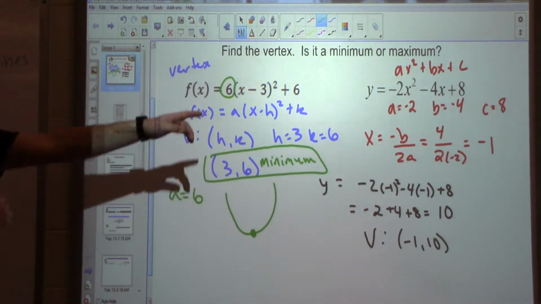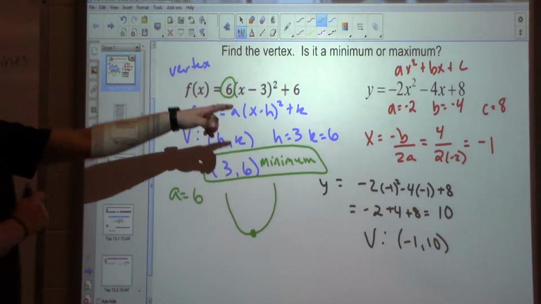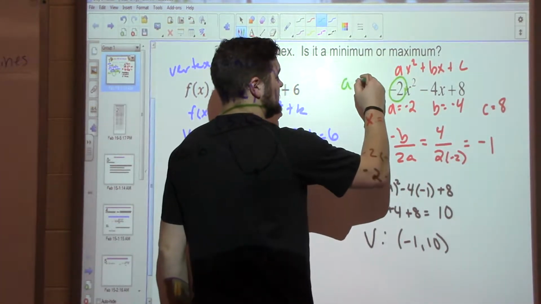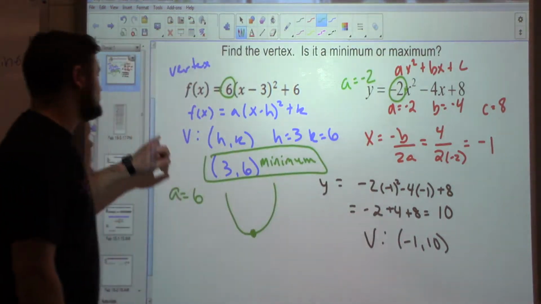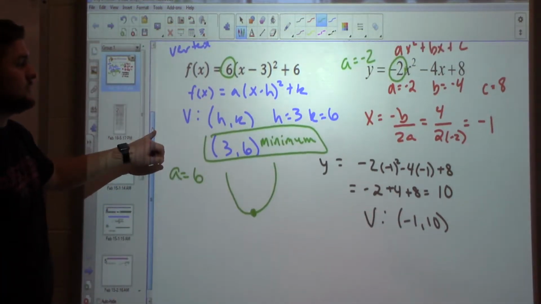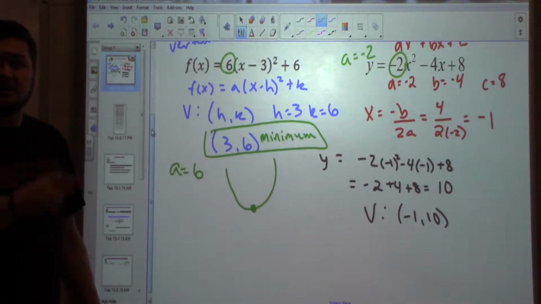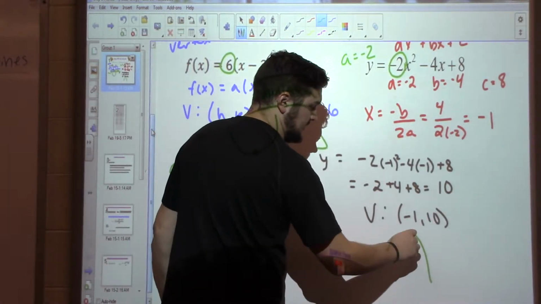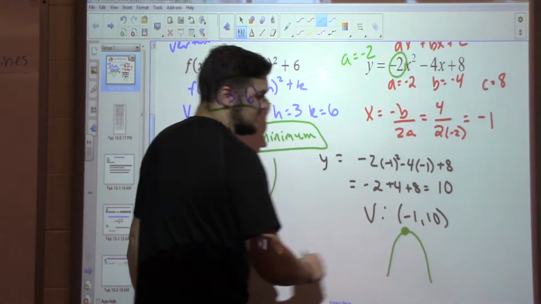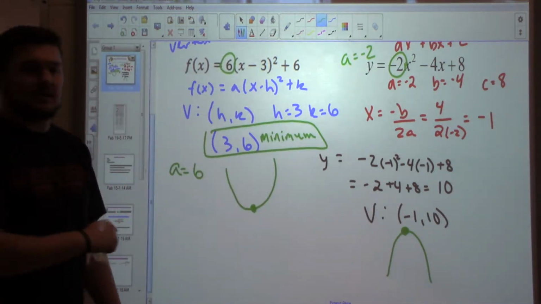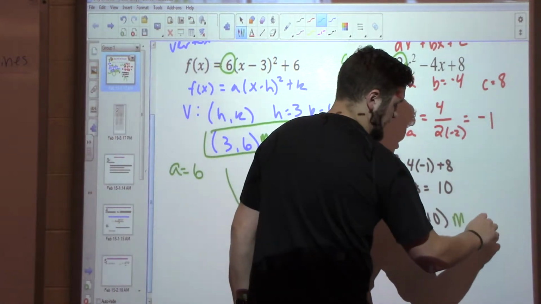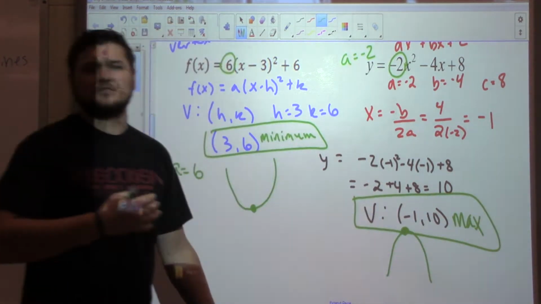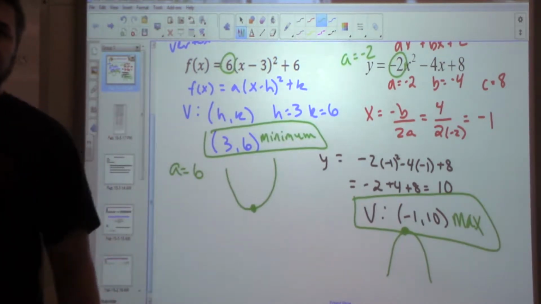Let's do the same thing for the second problem. My a value is -2. So if a equals -2, it's negative. Which way is my graph going to open? Down. It's negative, it's going to frown. So if it opens down, my vertex is up here. What type of point is that? A maximum. I'm just going to write max. Does that make sense? Yeah?